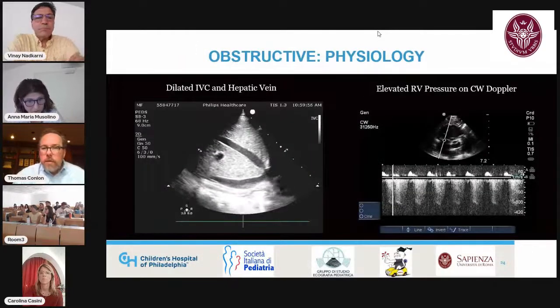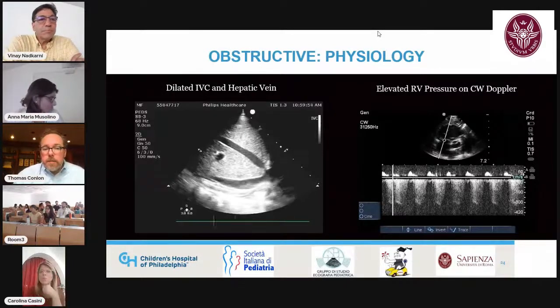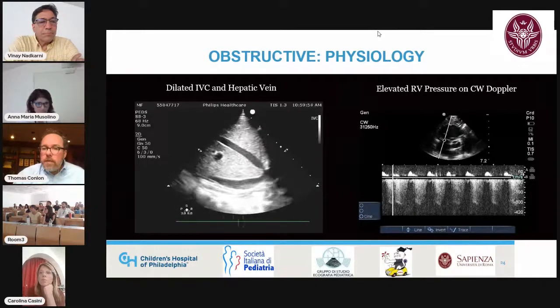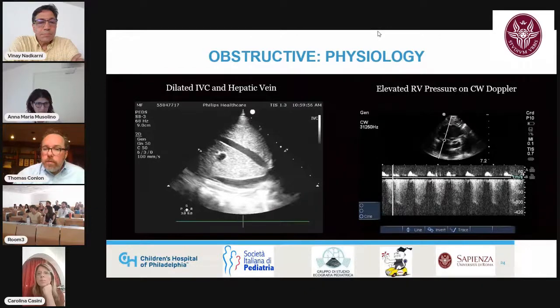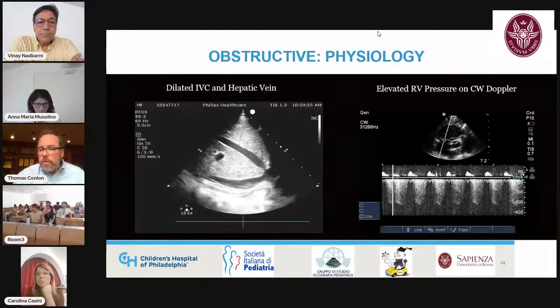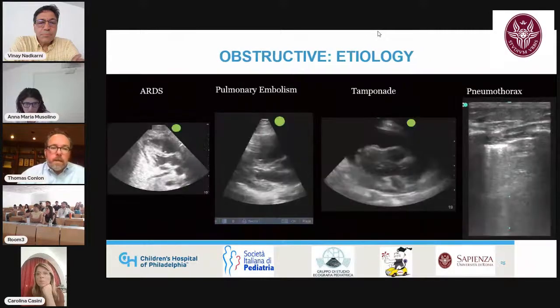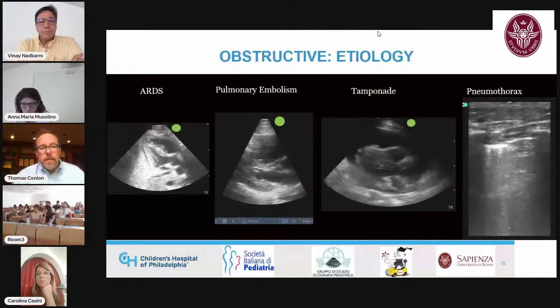You can also diagnose obstructive physiology using ultrasound. On the picture on the left, you can see a dilated inferior vena cava and hepatic vein. And on the right, you can actually measure your right ventricular pressure by looking at continuous wave Doppler and performing quantitative assessment. And again, you can identify the etiology, putting things into clinical context.